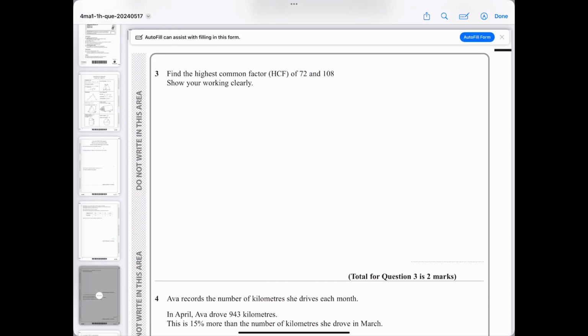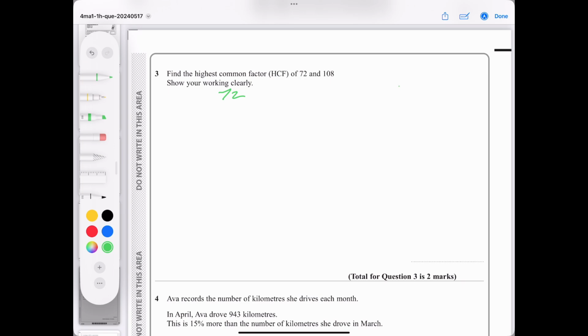Find the highest common factor of 72 and 108. Right, I'm going to do this in the easiest way possible. So we're going to do little trees for this. I just divide by 2 as long as I can. 72 divided by 2 is 36, then 18, then 9, and that divides into 3 and 3. And then you're meant to circle them, although I have no idea why, since it's quite obvious that they're your prime factors.